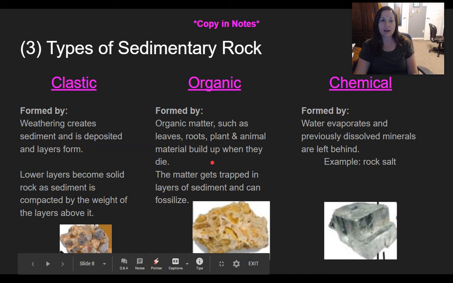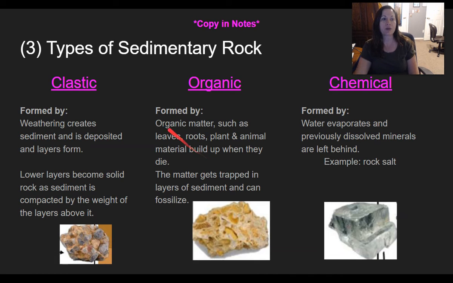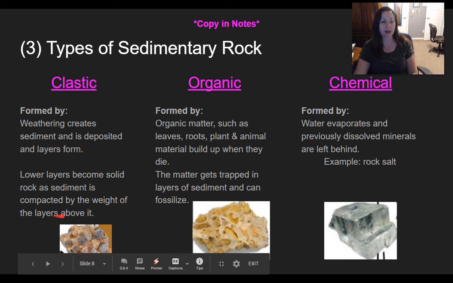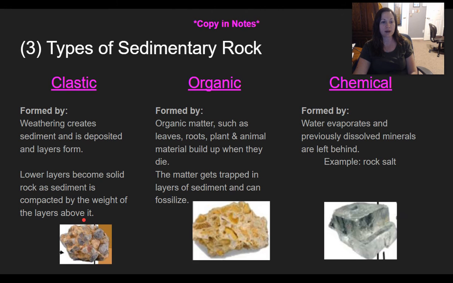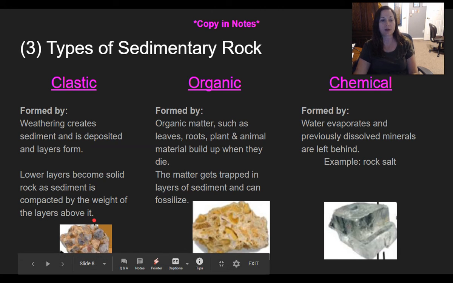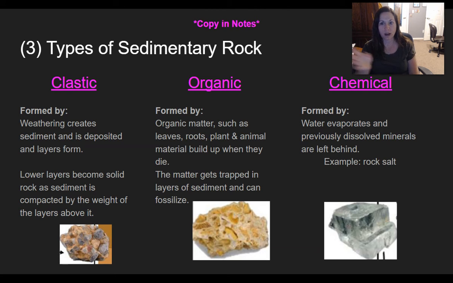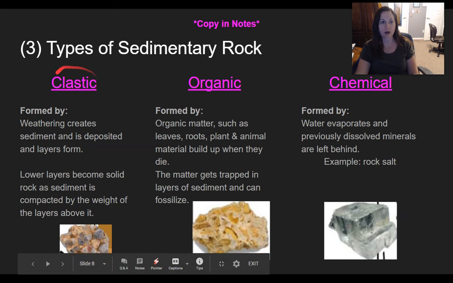All right, there are 3 types of sedimentary rock. First is called clastic, and clastic is formed when weathering creates sediment and it is deposited and layers form. Lower layers become solid rock as sediment is compacted by the weight of the layers above it. Okay, so this is the process that is formed by those little parts of rock that get broken off and get eroded and then get deposited. So this is your clastic sedimentary rock.